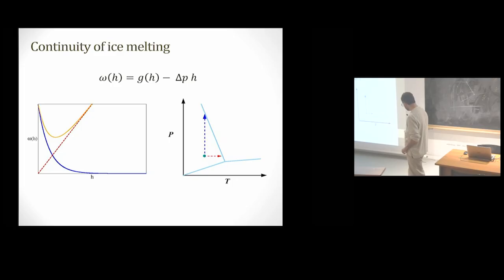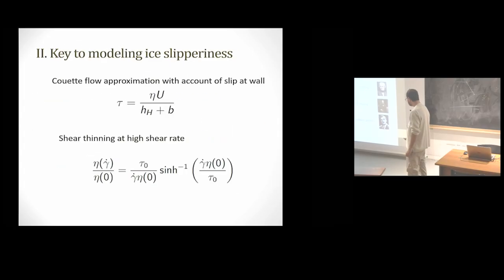Whether you increase pressure or you get frictional heating, in both cases you approach the melting point and the pre-melting film thickness becomes larger. Okay? So I'm going to skip these few things.